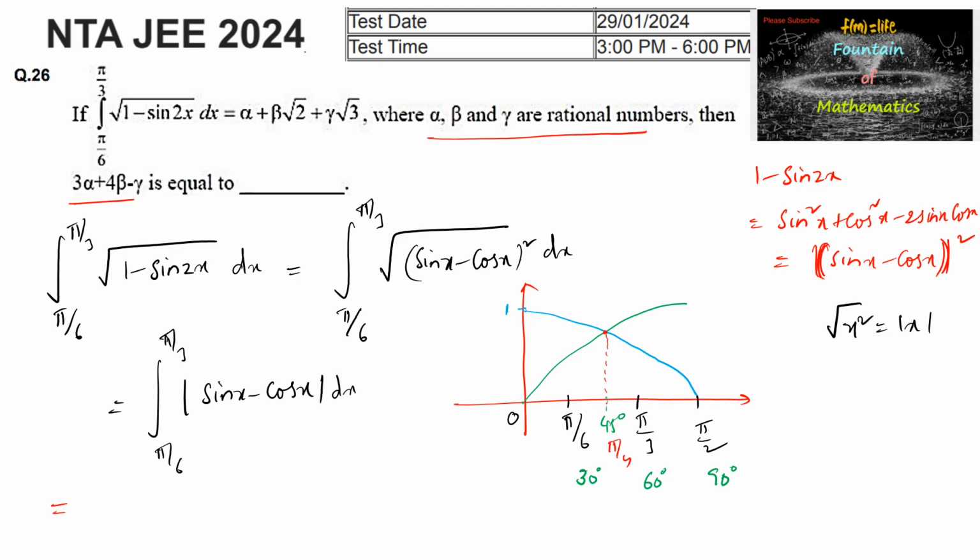So I can split here at pi by 6. Since our concept is from pi by 6 to pi by 3 only, I can write integral pi by 6 to pi by 4, and here cos is greater, so we can write cos x minus sin x dx, and again from pi by 4 to pi by 3, sine graph is greater than cos x, so we can write sin x minus cos x dx.